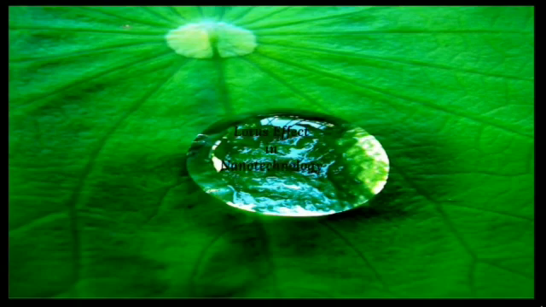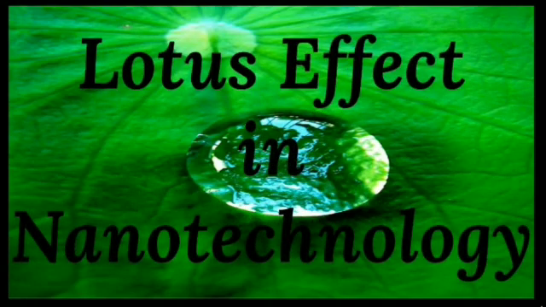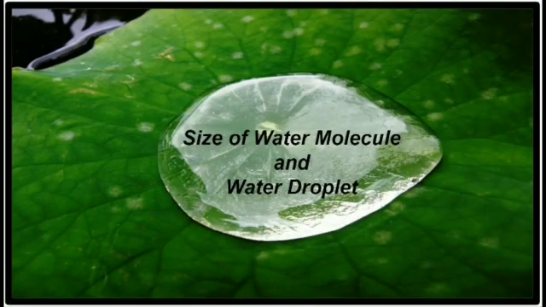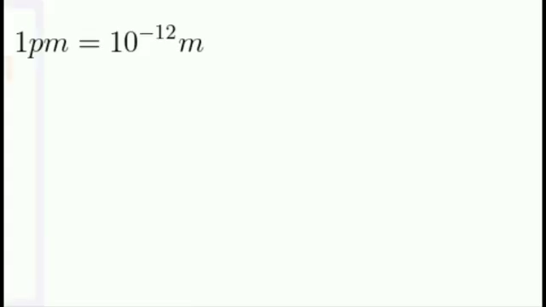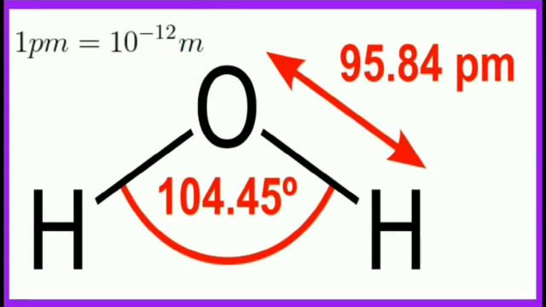This video deals with the Lotus effect in nanotechnology. Before discussing what the Lotus effect is, one must know the size of a water molecule and a water droplet. You know very well that a water molecule consists of two hydrogen atoms and one oxygen atom. The bond length between oxygen and hydrogen atoms is 95.84 picometer. Imagine how small it is. 1 picometer is equal to 10 to the power of minus 12 meter.